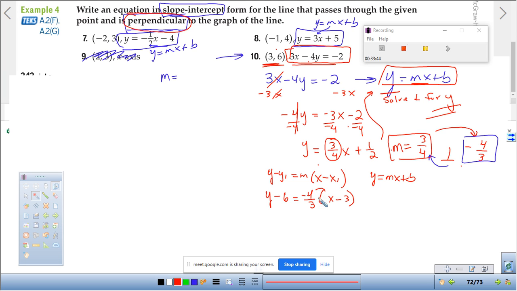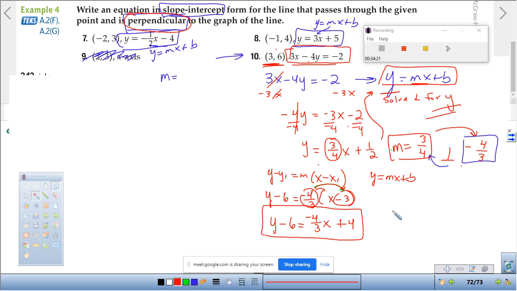We distribute, thank you so much, Valeria. We distribute here. That gives me a -4/3 x. Right here in the green, when I multiply this times this, which one is it? Yes, you're right. Perfect, Valeria. When you multiply this times this, it gives you a +4. Excellent. And then we have y minus 6 is equal to that.